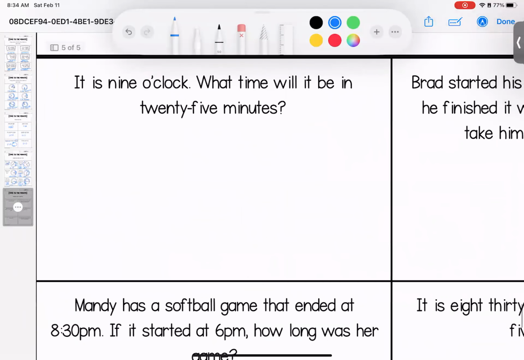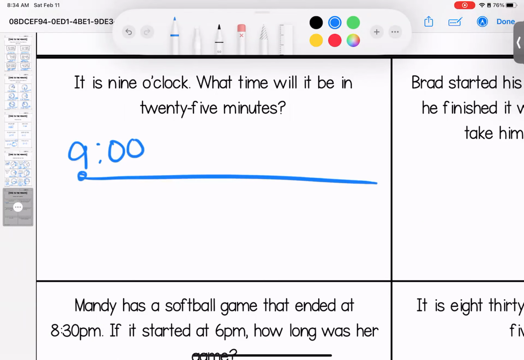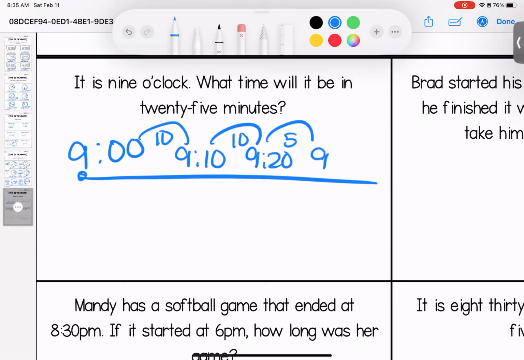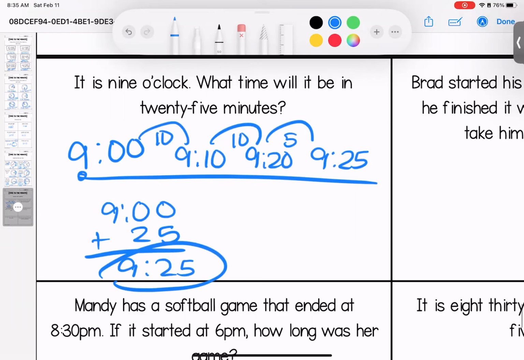All right. It is 9 o'clock. What time will it be in 25 minutes? Let's get our number line up. So if I'm starting at 9 o'clock and I'm moving forward 25 minutes, let's do jumps. So 10 minutes would take me to 9:10. Another 10 minutes would take me to 9:20, and 5 minutes would take me to 9:25. I could also say I'm in the 9 o'clock hour. I'm adding 25 minutes. My time would be 9:25.